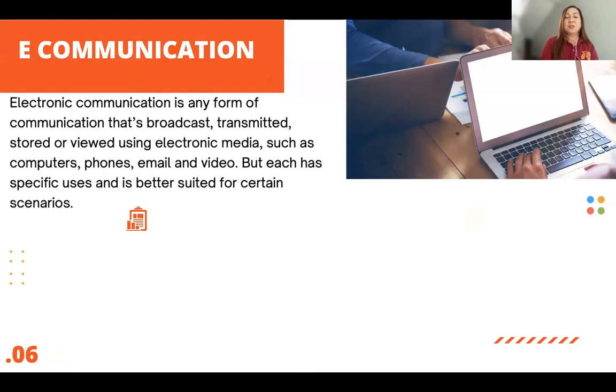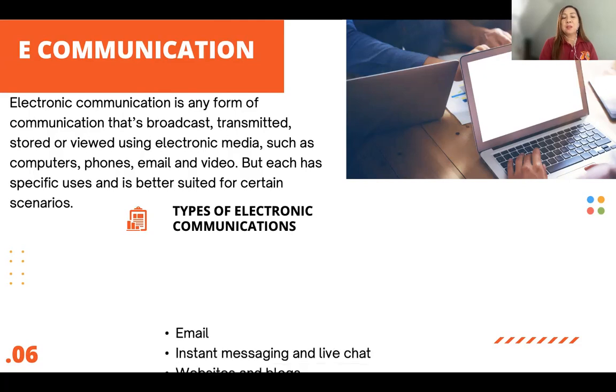But each has specific uses and is better suited for certain scenarios. In relation with our topic of direct marketing, we basically use electronic communication to promote and advertise and to communicate with our clients. So we're going to know what the types of electronic communications are.